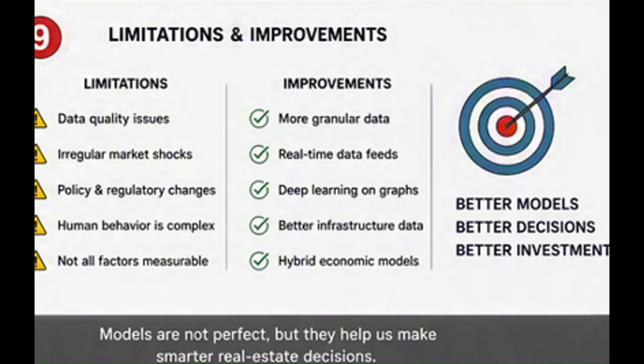Of course, there are a few limitations to this model here. There are data quality issues, irregular market shocks, policy and regulatory changes, human behavior is complex, and of course, not all factors are measurable. But of course, we can do the best we can with mathematics, and we can get quite close to our desired approximations, in fact.